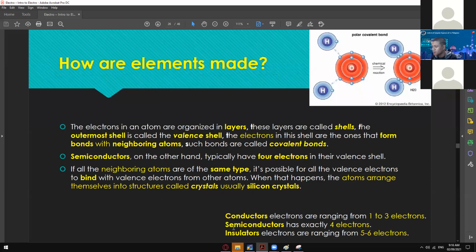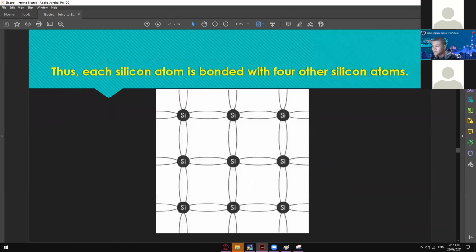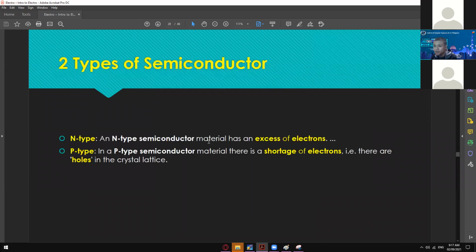Going back right here, semiconductors have exactly 4 electrons only. But this one has 6 electrons, and once you combine more elements inside or outside of it, it's falling on insulators already. But silicon is a perfect 4 electrons. And for the other two, we'll discuss this one later.